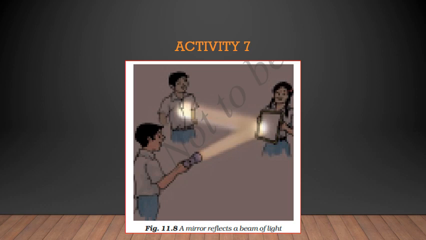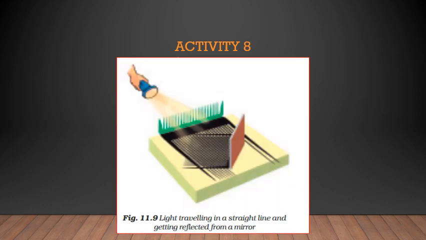This activity suggests that the mirror changes the direction of the light that falls on it. It reflects the direction of the light. If the light is coming from one direction, it reflects to the other direction. Here is an activity that shows light traveling along straight lines and getting reflected from a mirror. Then there is activity 8.